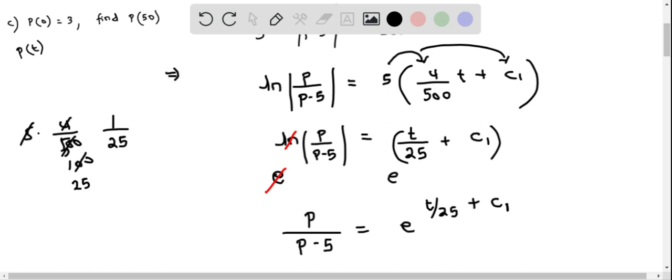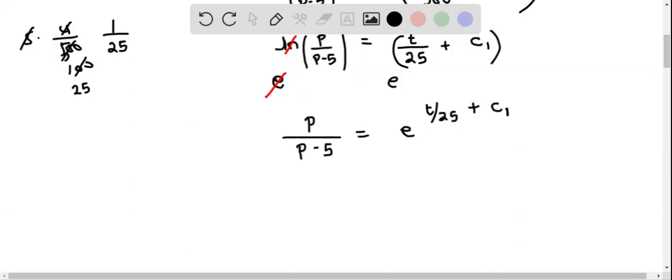Now let's simplify the right side expression. This e raised to the power of t by 25 plus c1, we can rewrite as e raised to the power of t by 25 times e raised to the power of c1. This is according to the exponent rule. And this one, e raised to the power of c1, is going to be another constant. We can let e raised to the power of c1 be a constant, that is capital C.